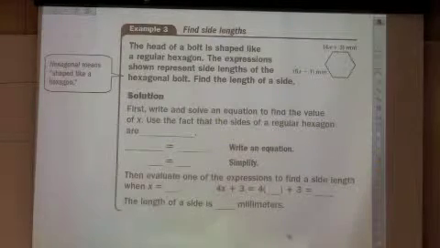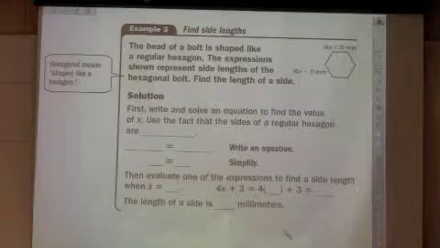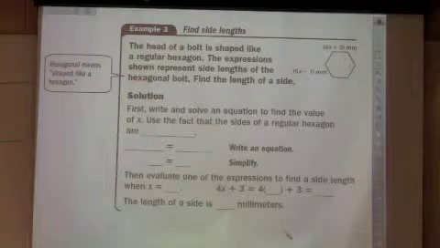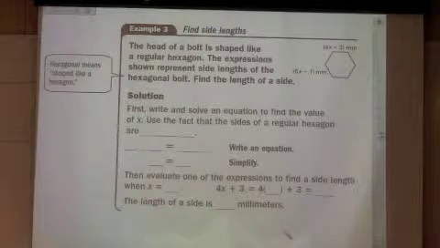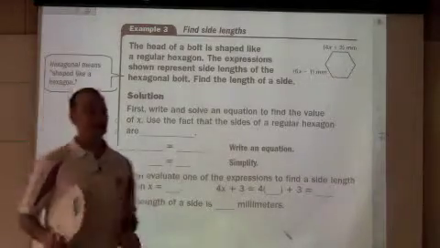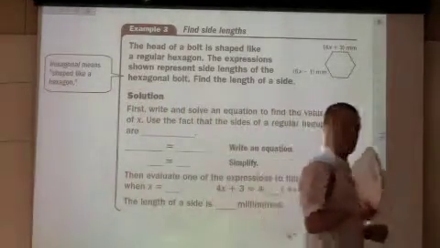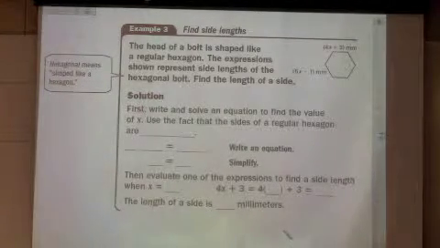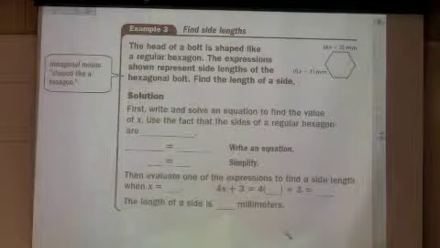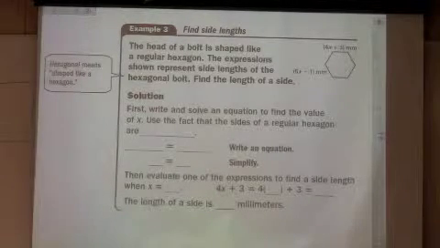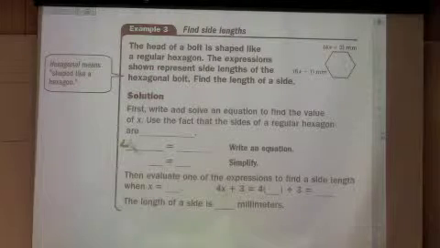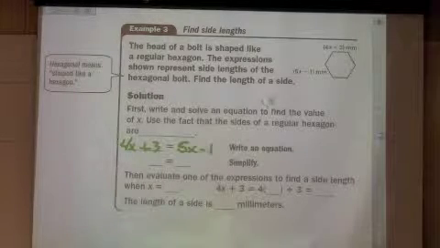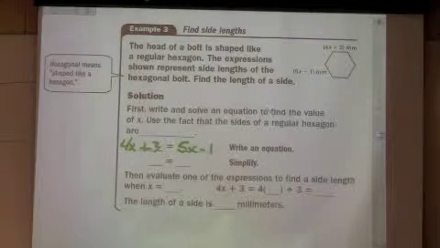Okay. All right, last exercise, using a little algebra now. The head of a bolt is shaped like a regular hexagon, a 6-sided figure. The expressions shown represent side lengths of the hexagon bolt. Find the length of a side. If you know it's a regular hexagon, tell me about the side lengths. Equal. They have to be equal. So how could we use algebra to find the side length here? If we know sides are equal, Weber, how could you set this up? 4x plus 3 equals 5x minus 1. Yeah. If it's a regular polygon, the sides have to be equal. Well, then I could set the sides equal to each other.